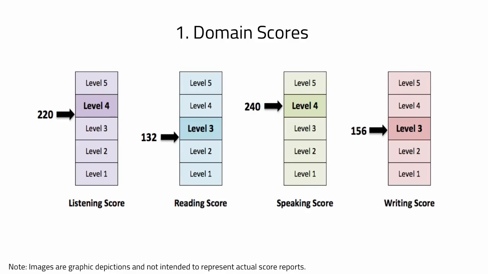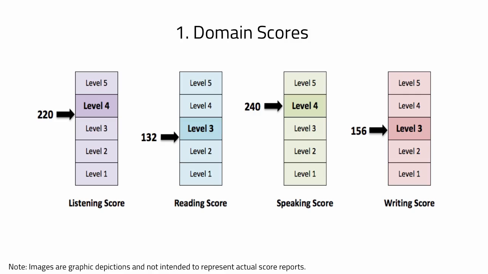Because ELPA 21 measures English language proficiency using the 4 domains of listening, reading, speaking, and writing, your students' achievement on the assessment will also be reported by these 4 domains. Your state may use a numeric scale score to describe performance on each of these 4 domains, and the 4 domains may be reported in a different order depending on your state.